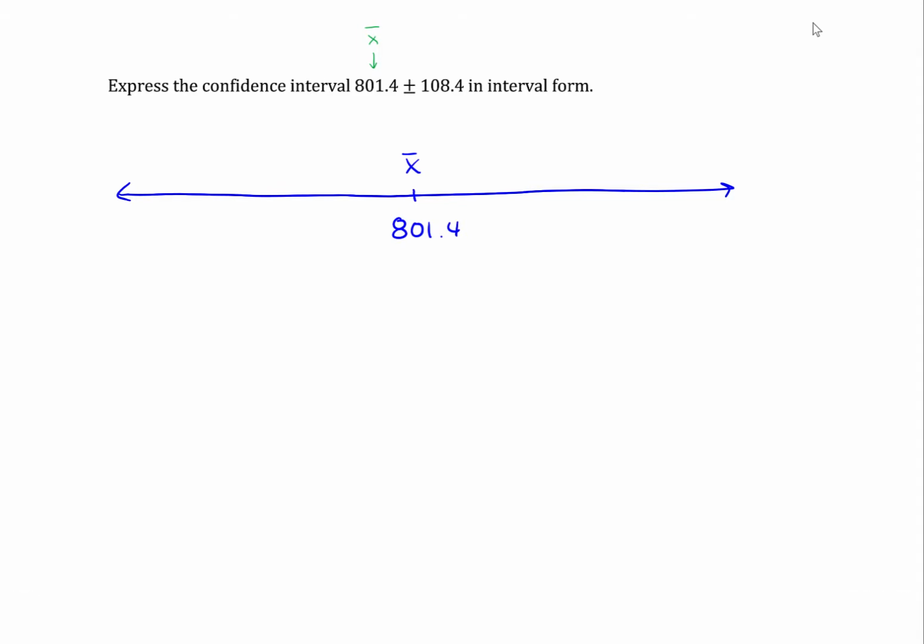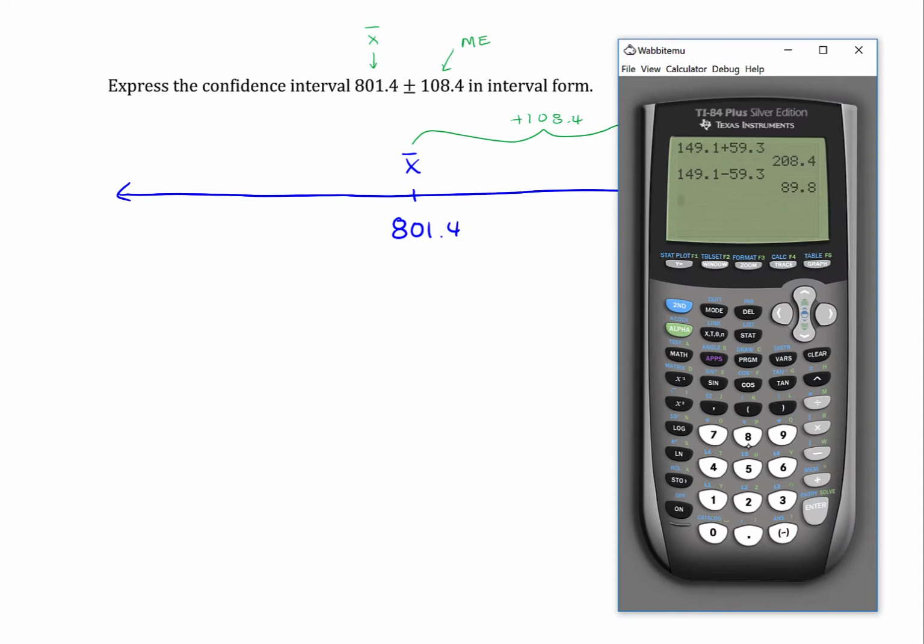This other value in the confidence interval is a margin of error. That margin of error tells me how far I need to go from my mean in both directions to get the endpoints of my confidence interval. So if I take x bar and then I add the margin of error, which is 108.4, then that puts me at a point which is the end point, or the upper end point in particular, of my confidence interval.